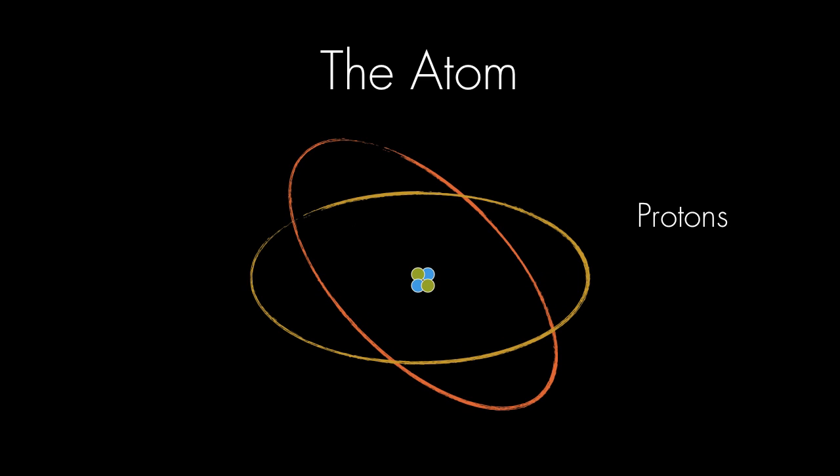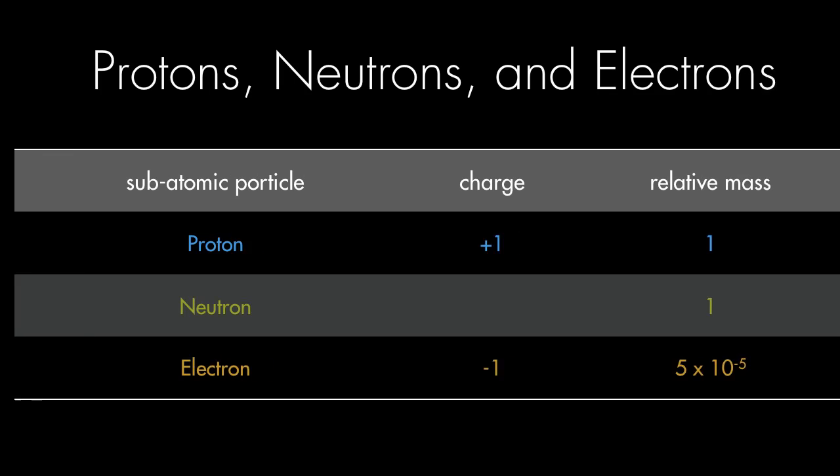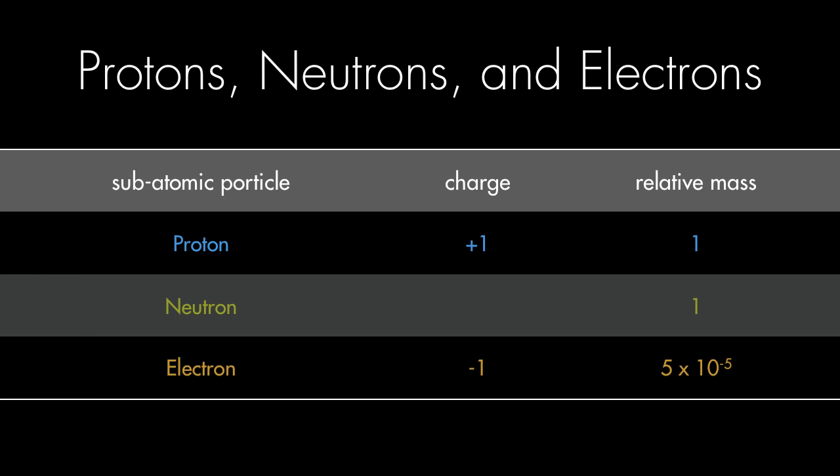We all know that the atom is made of 3 things: protons, neutrons, and electrons. The protons and neutrons are located in the nucleus of the atom, at the center, while the electrons orbit around the nucleus. This is all we have to know about protons, neutrons, and electrons.